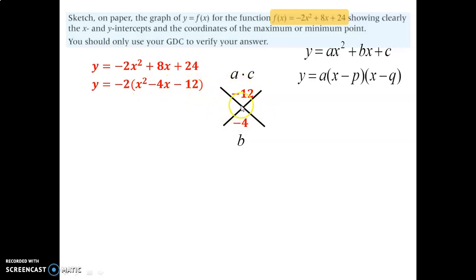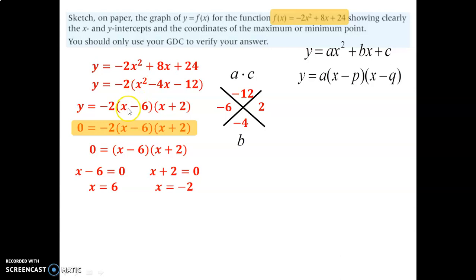And then we think of 2 numbers that multiply to -12 but add up to -4. Those 2 numbers are -6 and 2. So our factored form then is this: x minus 6, x plus 2. Then we set each of the factors equal to 0, and we solve for 2 values. Those are our x-intercepts.